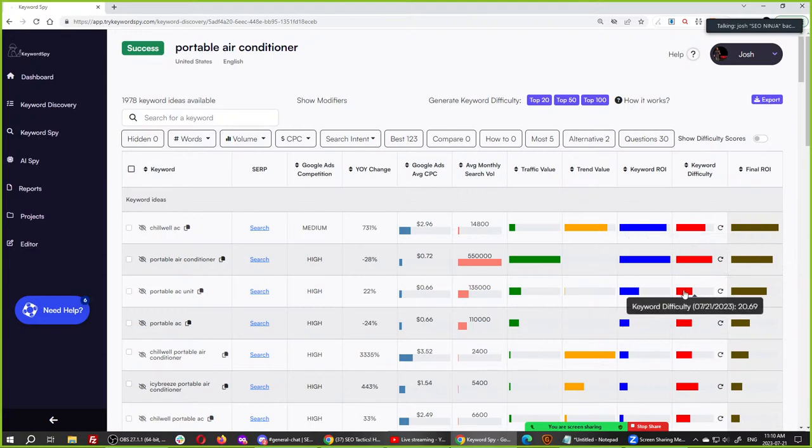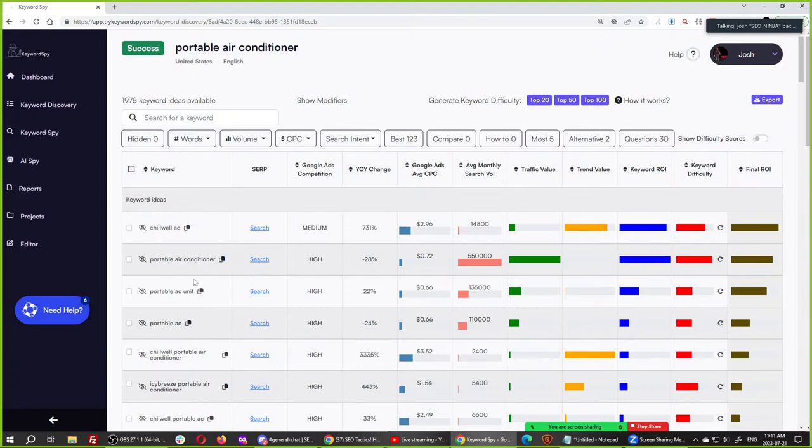Here's a great keyword. It's super easy, 20: portable AC unit. Look at that. You didn't think to rank for portable AC unit. You thought portable air conditioner. You assumed everyone is just typing in portable air conditioner, right? Nope. Look, this is up 20%. Fewer people search it, but it makes almost the same amount of money, and it's up this year. This one's going down. This is the keyword you want to go for: portable AC unit, which is different than portable air conditioner.